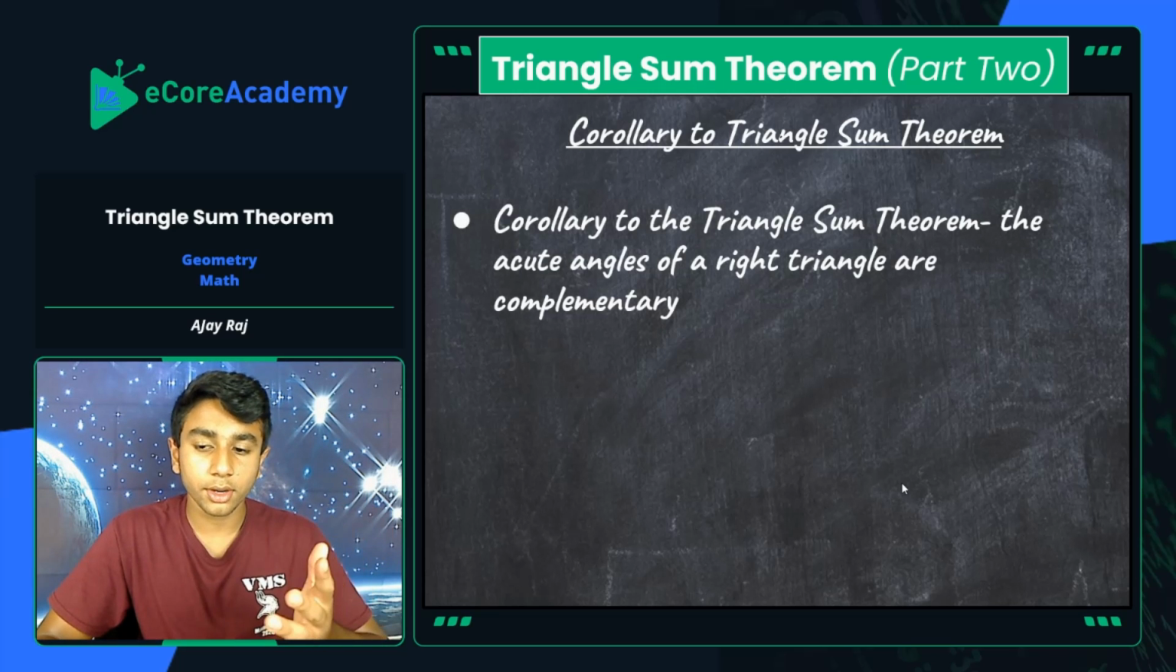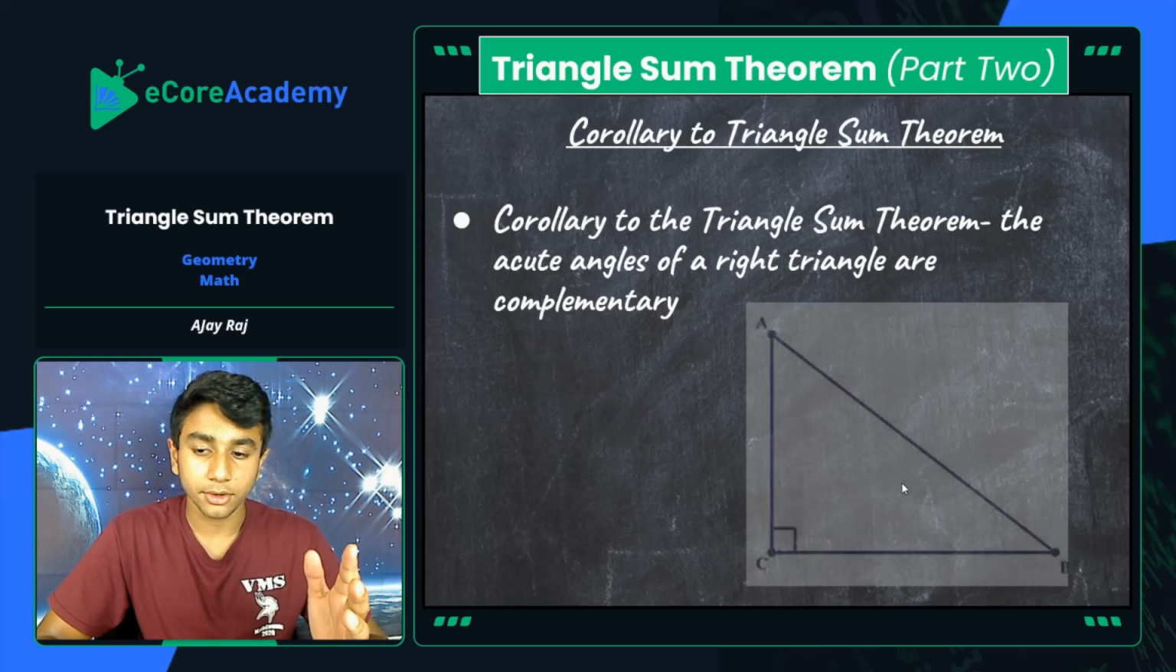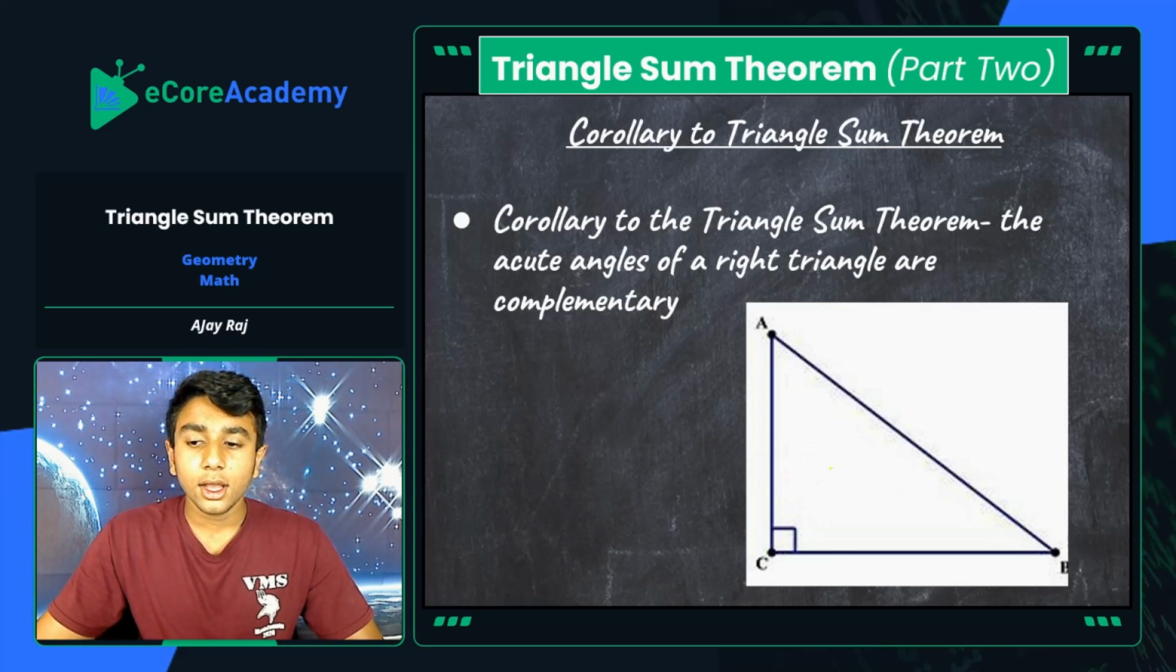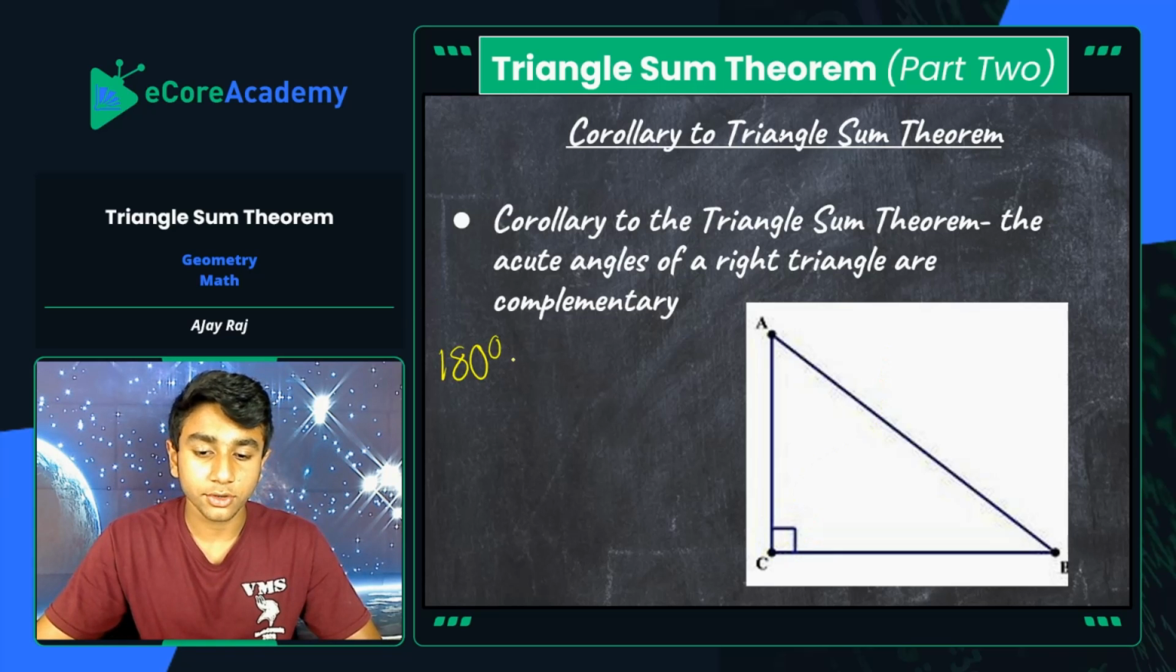So the corollary to the triangle sum theorem states that the acute angles of a right triangle are going to be complementary. If you're given a right triangle here, triangle ABC, you can see that it has a 90-degree angle, forming a right triangle. And we know, because of the triangle sum theorem, there's going to be 180 degrees minus 90 degrees, that 90-degree angle, because all right triangles have it, so we can subtract it to get the sum of the remaining angles. And the sum of the remaining angles equals 90 degrees.